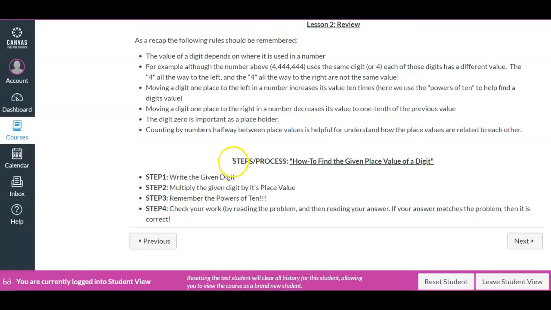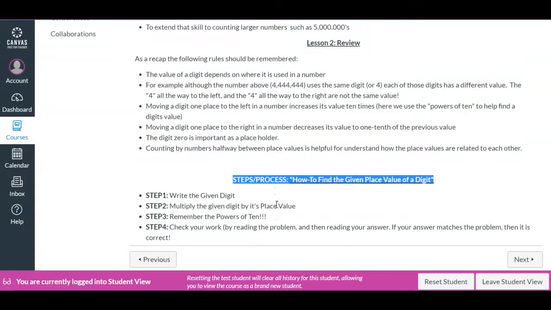So here, of course, are the steps or the process of how to find a given place value of a digit. Step 1 is to write the given digit. Step 2 would be to multiply the given digit by its place value. Remember the powers of 10, and then you check your work. You would check your work by reading the problem and then reading your answer. If your answer matches the problem, then it's correct. If it doesn't, then you need to redo it.